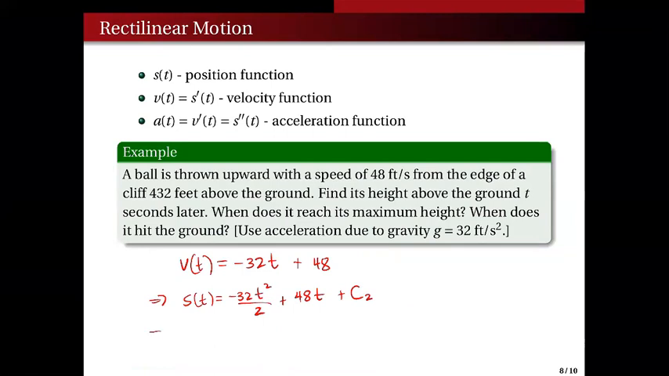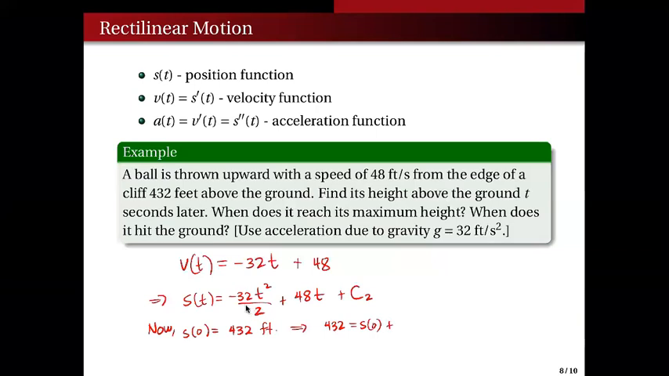But now, we have here the initial position is at 432 feet above the ground. So S of 0 is equal to 432 feet, which means that 432 is equal to S of 0.